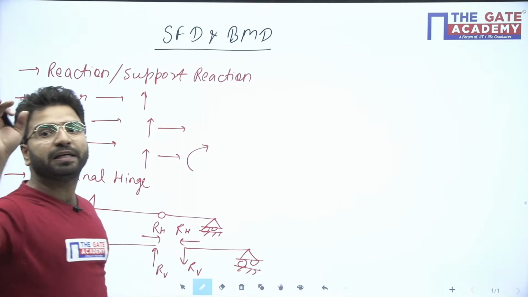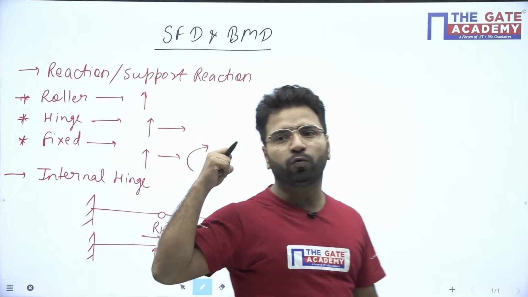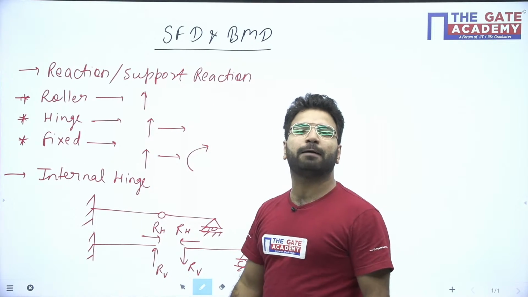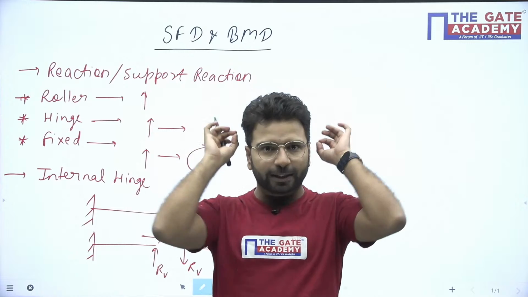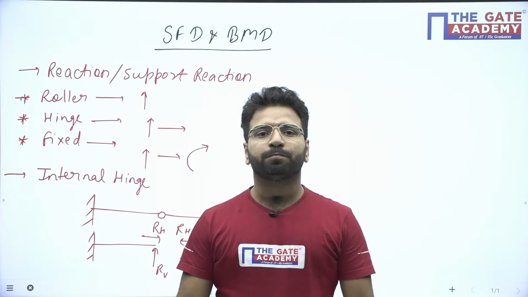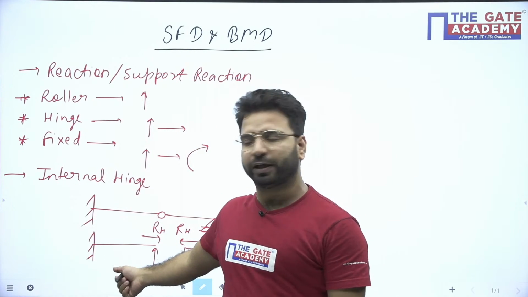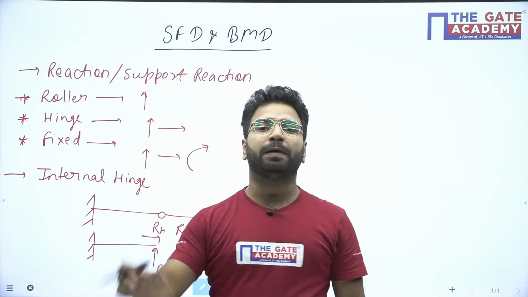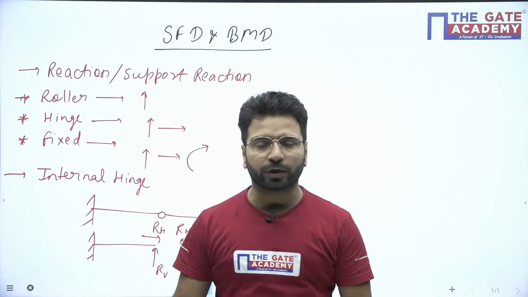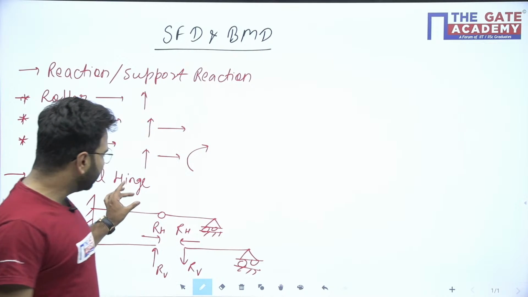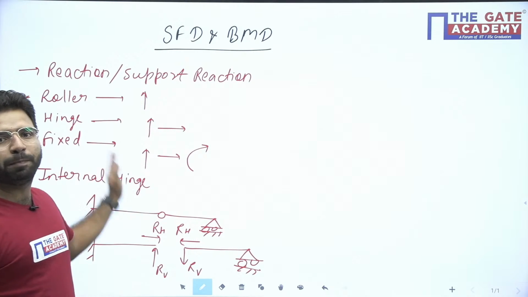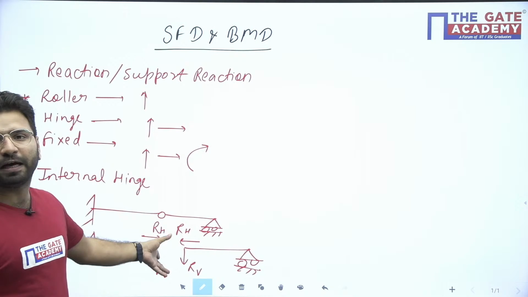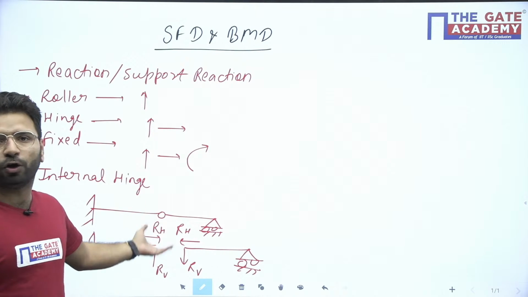So it's completely your choice. Whatever sign convention you want to take, you can take. You are fully free in what sign convention you take, RV upward, left side, or RV downward. Our mathematics will take care of it in the end. So the internal hinge logic is very simple: just break the hinge and apply the two reactions, vertical and horizontal.